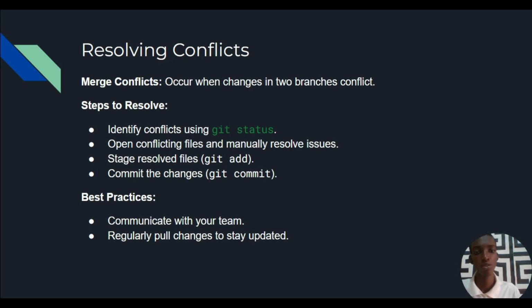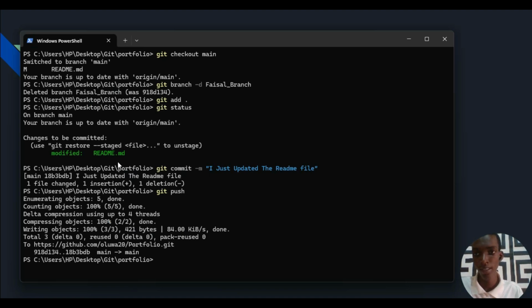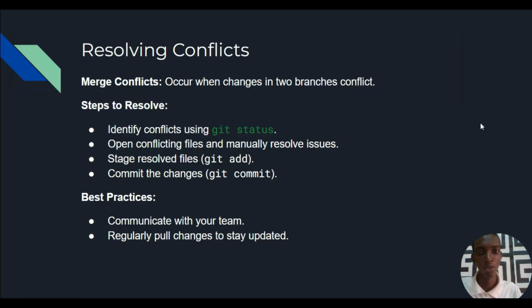When you say git status, it shows you the status of your Git repository. Remember I used it earlier. It showed me the status of my repository, and it allowed me to know what I've actually done. The same thing it does here. It lets you know where the conflict is actually happening. Now I can open conflicting files and manually resolve them.